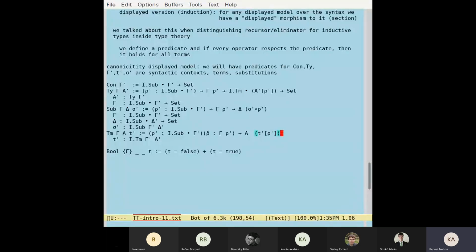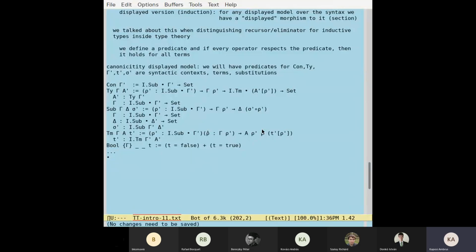Okay, and then here I need two more arguments, right? Because for every type, the predicate, we need to say what the closing substitution is. It is row prime, and we need to prove that the predicate holds for the closing substitution. So I need this row hat here. Okay, I need to define the whole displayed model. I will do that, but let's just define the interpretation of the empty context.